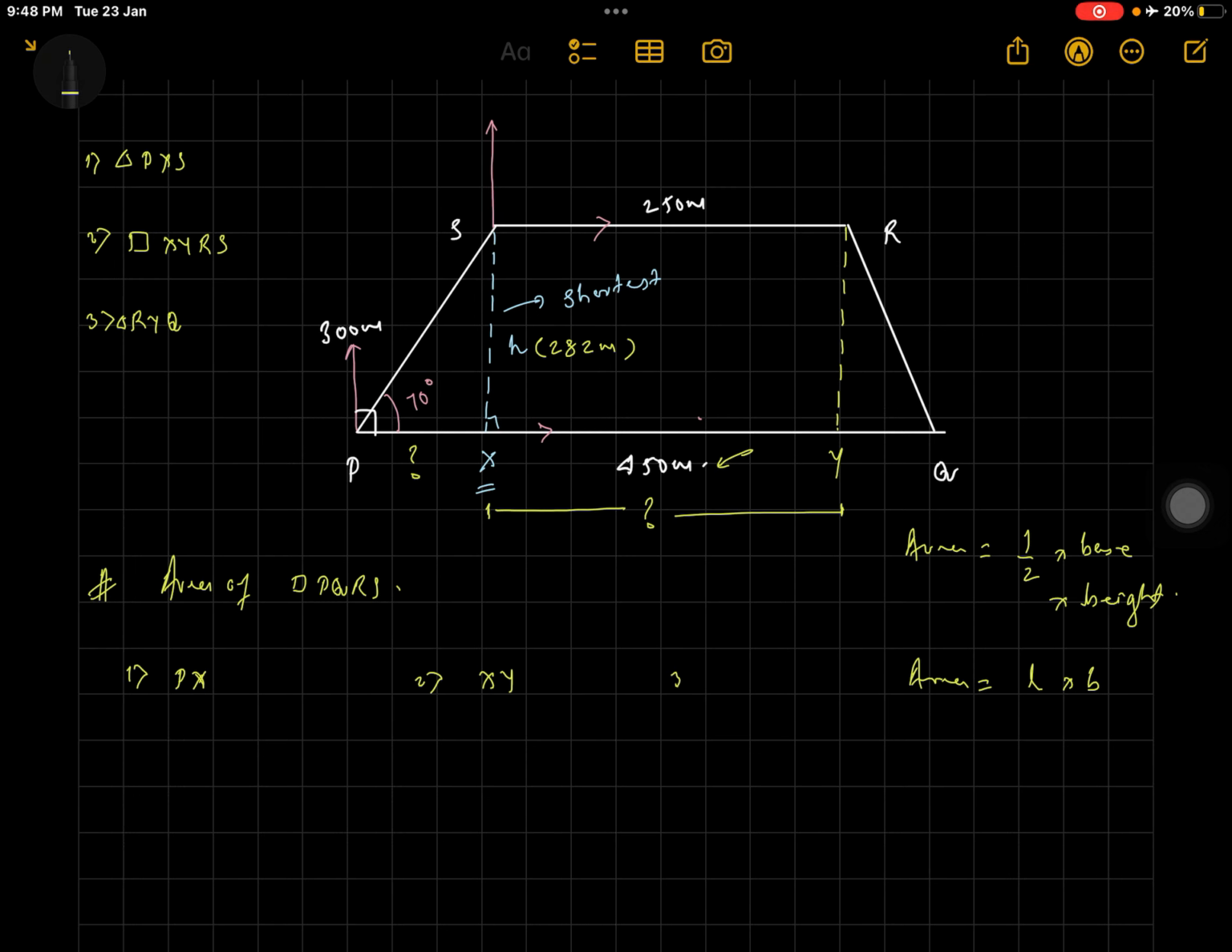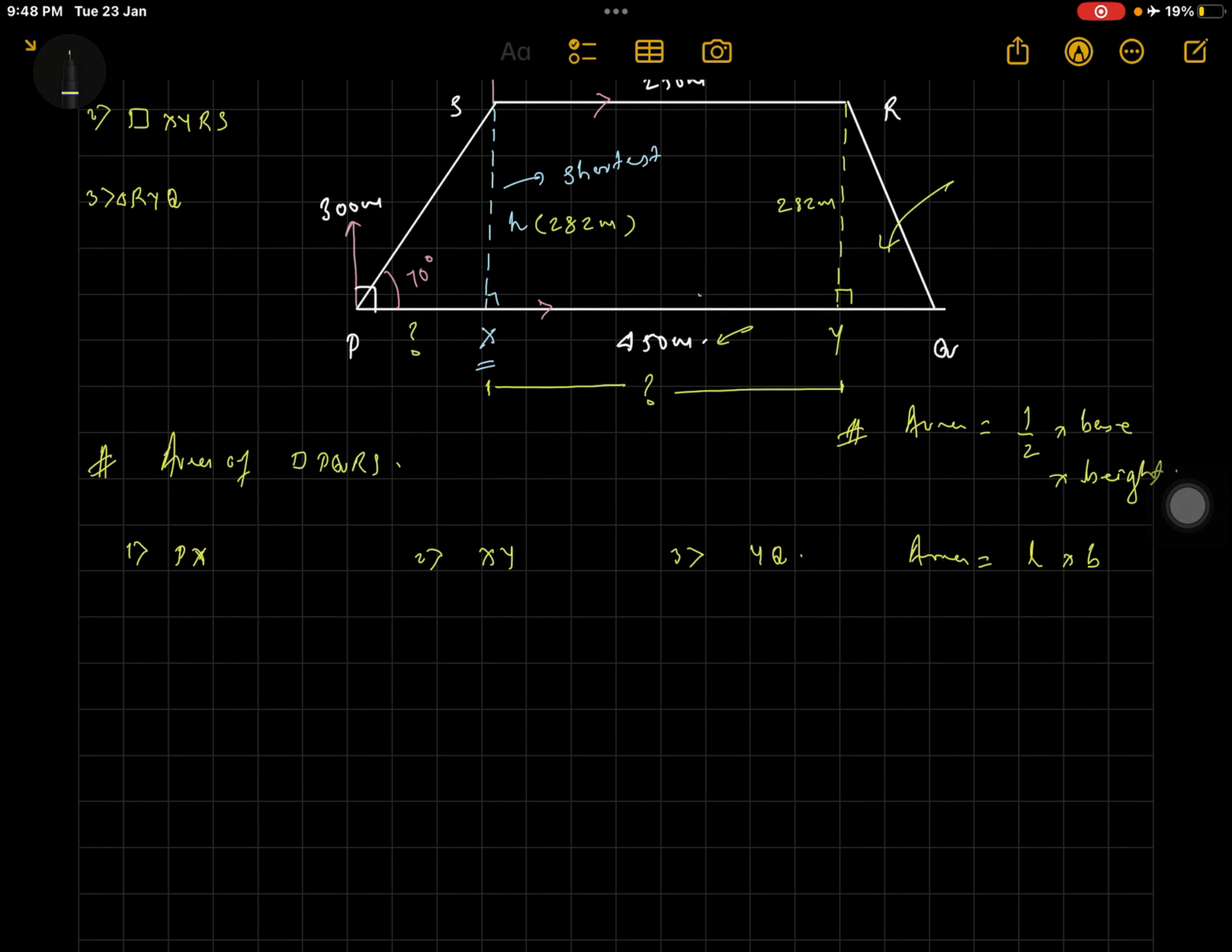Likewise, the third one is a triangle, RYQ, this triangle here. And the question is, how do I find the area? Again, we use the area of the triangle, half into base into height, wherein I have RY, which is already known to us, the same 282 meters, because that's a rectangle's adjacent side. And I'd like to find YQ in that process. So finding YQ would be the problem here. Let's go on and try to find the first piece, that is PX.